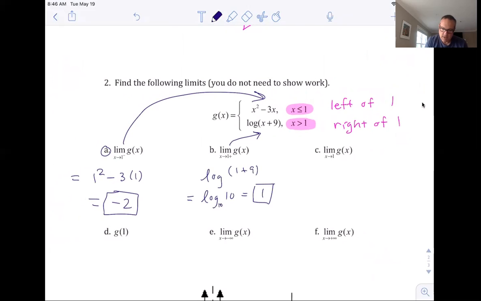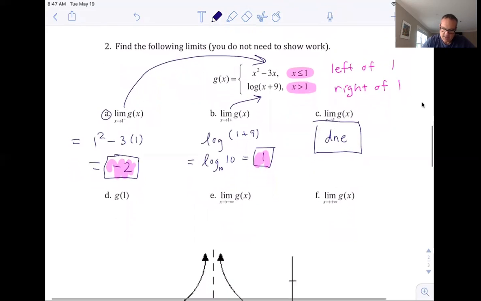And then finally, part C says, hey, what's the limit? Well, you've got to look at the left-hand limit and the right-hand limit. The left-hand limit's negative 2, the right-hand limit's 1. So guess what? The limit does not exist, right? The left-hand limit has to equal the right-hand limit. All right, let's keep going.